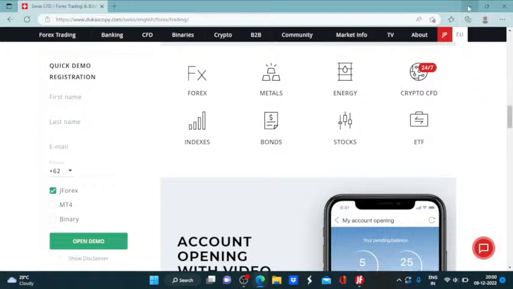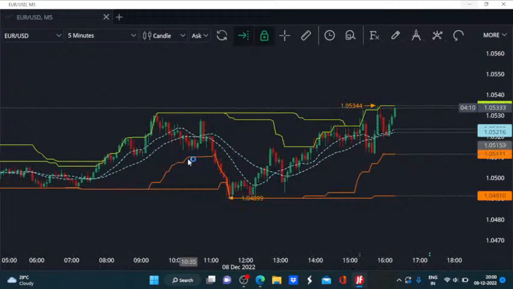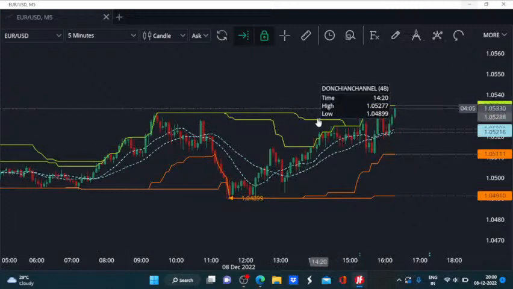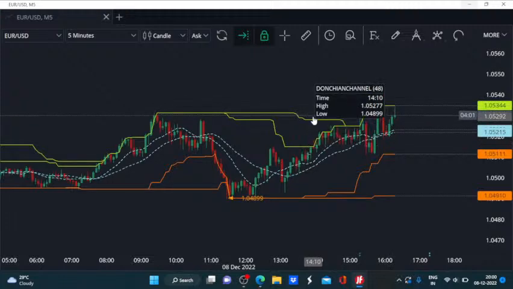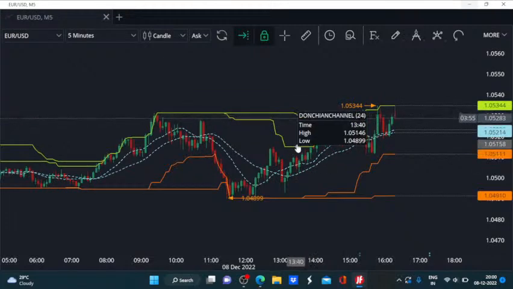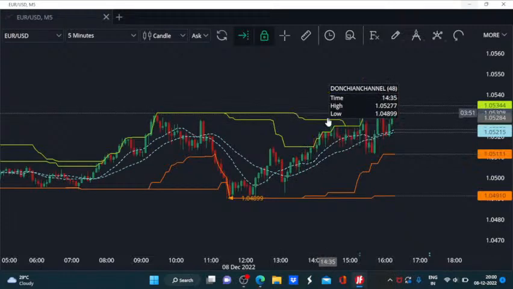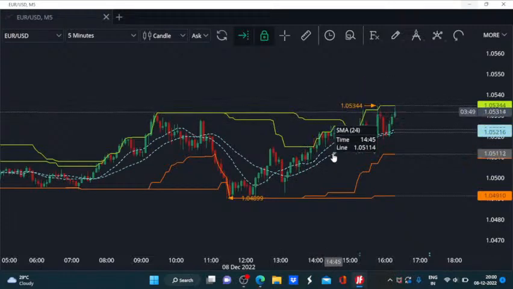So let us now head to the JForex 4, the newly released trading platform from the Dukascopy Bank SA. This is the Euro USD chart where each candle period is defined at 5 minutes, and I have added this range of 4 hours and 2 hours using the Donchian channel with the calculation period of 48 and 24 respectively. So 24 multiplied by 5 turns out to 120 minutes, that is 2 hours, and 48 multiplied by 5 turns out to 240 minutes, that's 4 hours.